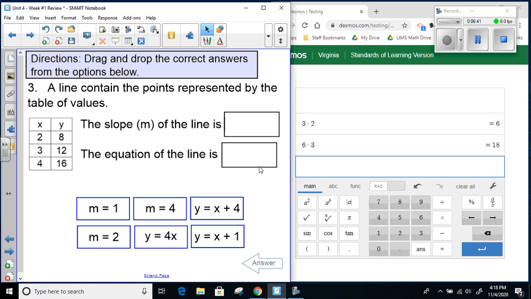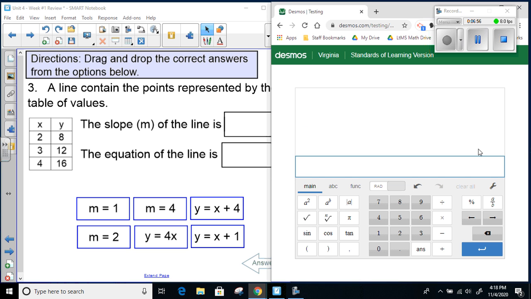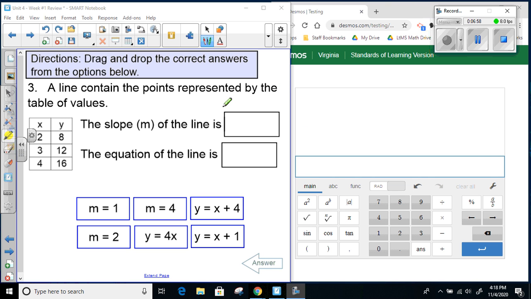And the blanks we have to fill in, the things we need to drag and drop, are the slope of the line, m, is blank. And we also have to tell it the equation of the line is blank. So this question is asking us to find two different things here for this problem. First, it wants us to identify the slope of the line. And it tells us that slope is m.